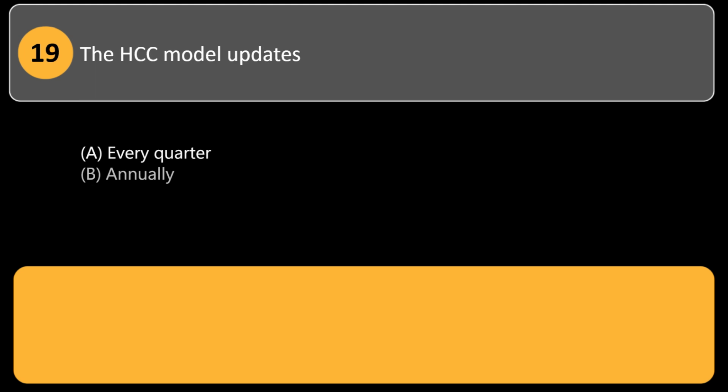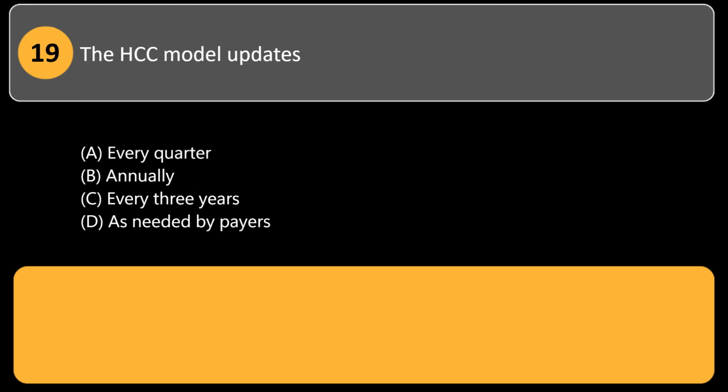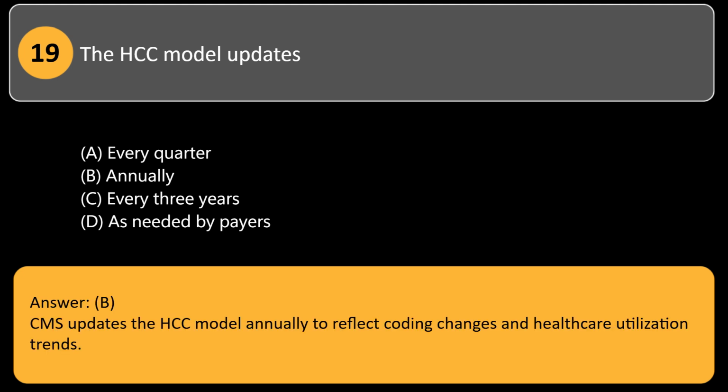The HCC model updates: A. Every quarter. B. Annually. C. Every 3 years. D. As needed by payers. Answer: B. CMS updates the HCC model annually to reflect coding changes and healthcare utilization trends.